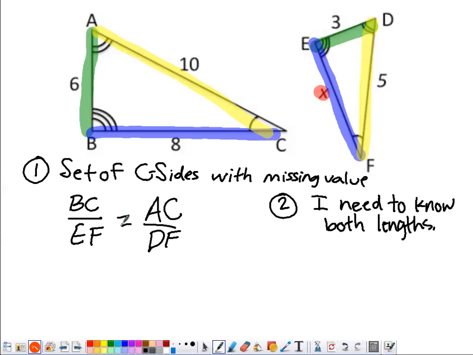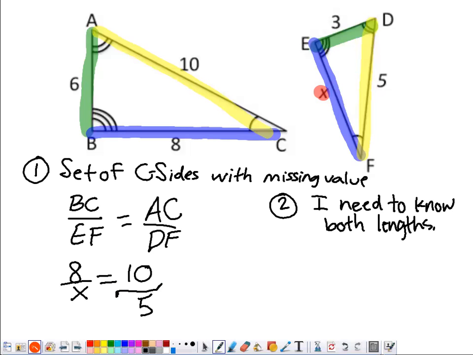Very good. So now we're gonna plug in our lengths, kind of like what we did over here. So what's my length of BC? 8. My length of EF? I don't know my length of EF yet. Oh yeah, we don't know it. X is equal to our length of AC, 10, and our length of EF is 5. So now I have a proportion.